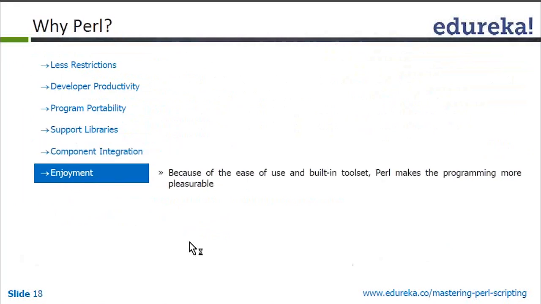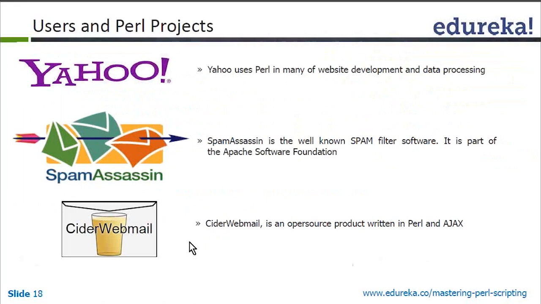Enjoyment. Because of the ease of use and built-in tool set, Perl makes the programming more pleasurable. So users and Perl projects. Yahoo uses Perl in many of the website development and data processing. SpamAssassin is the well-known spam filter software. It is part of the Apache Software Foundation. Cider Webmail is an open source product written in Perl and Ajax.